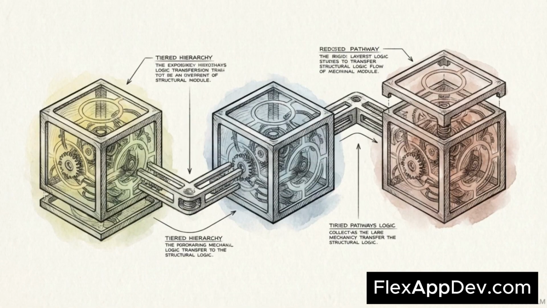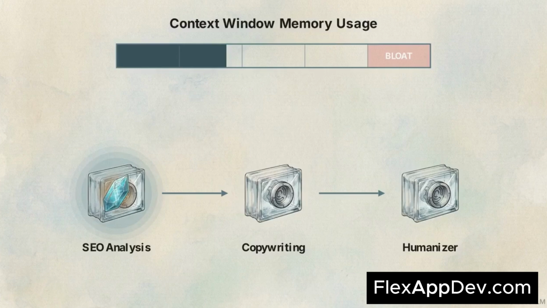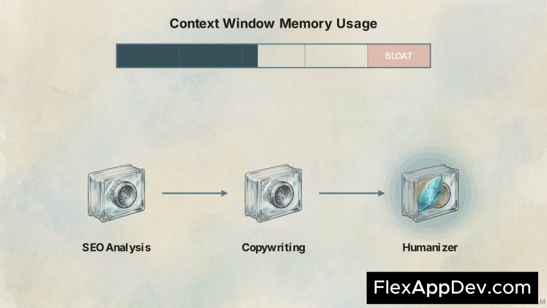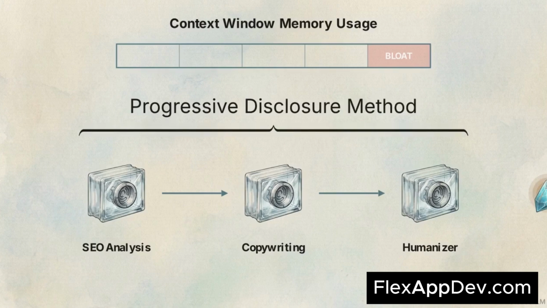At level 7, these independent skills begin to collaborate as a unified system. This diagram shows the sequence. An SEO analysis skill completes its task and immediately triggers a copywriting skill, which then sends its draft through a humanizer module. Each link in this chain uses the progressive disclosure method, meaning the entire workflow can execute without ever exceeding the model's memory limits.